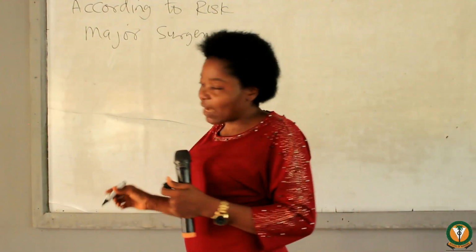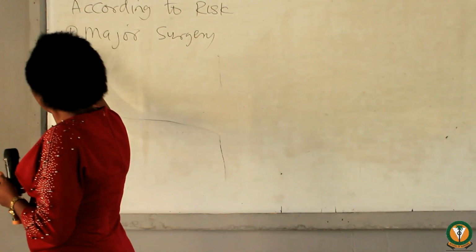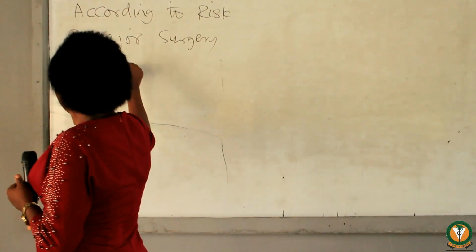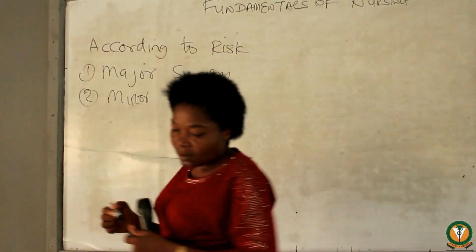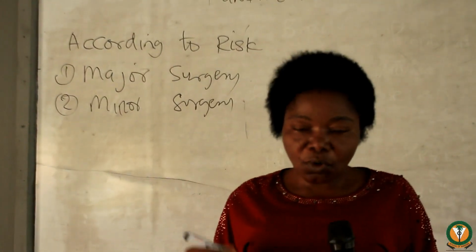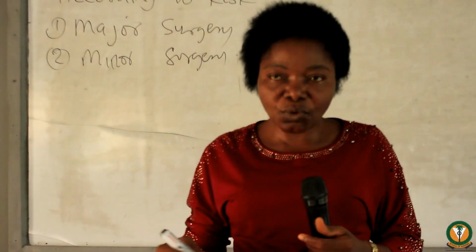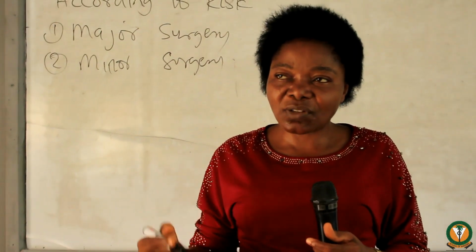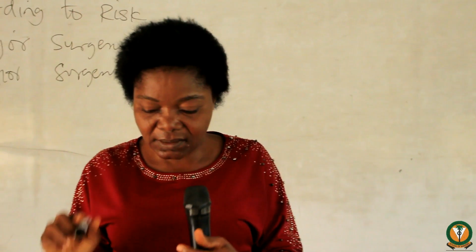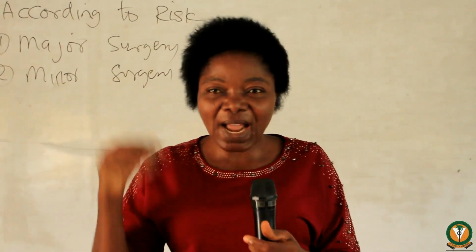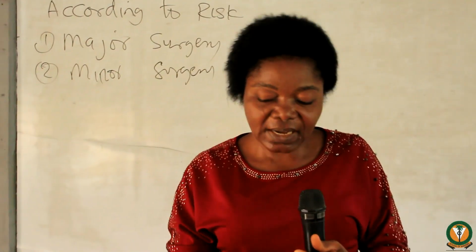The second one is minor surgery. Minor surgery involves little or no risk. In minor surgery, we normally use local anesthesia. You just anesthetize that place so the patient will not be feeling much pain. An example is a day case, removal of a tooth, something like that. Something minor does not require either general anesthesia or spinal anesthesia.